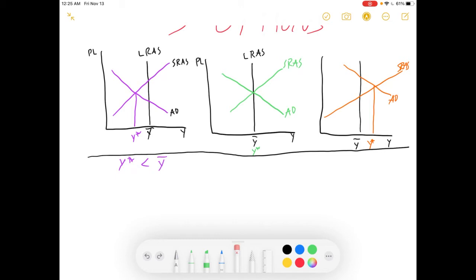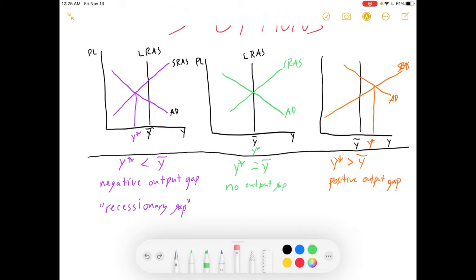If actual GDP is less than our potential GDP, versus y star equals y bar, versus y star being greater than y bar, see in the purple, this is what we call a negative output gap. Our output is less than our potential. The gap between them we call negative. It's a negative output gap. We also can call that a recessionary gap because our GDP is so low. For the green, there is no output gap. Y star equals y bar.